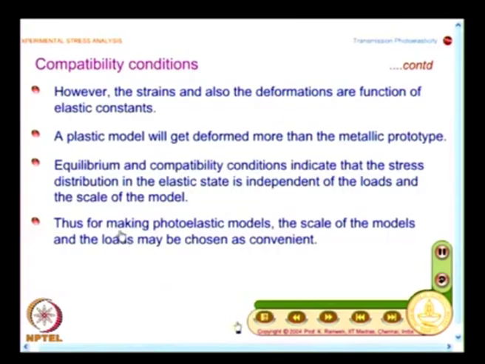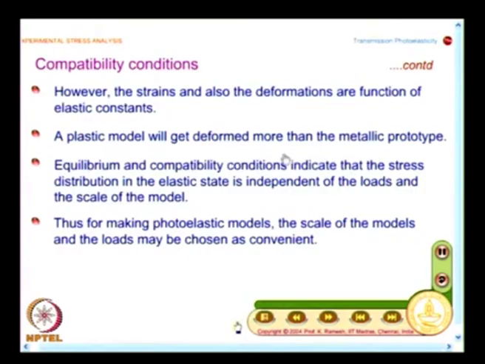When we make photoelastic models, the scale of the models and the loads may be chosen as convenient, and we will also keep in mind a plastic model will get deformed more. So, I should select the load such that I do not get into large deformation in plastic. The deformation and strain in the plastic model are matched more or less with the metallic prototype, that also we will see in the similitude conditions.